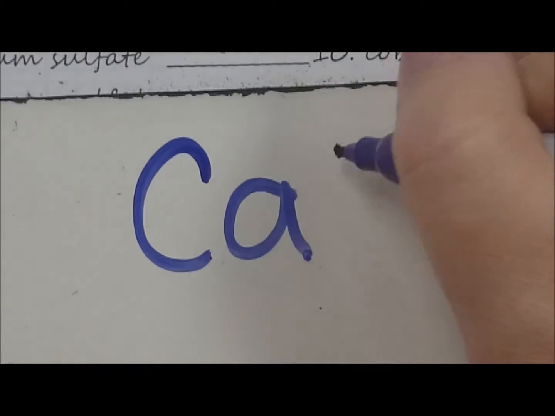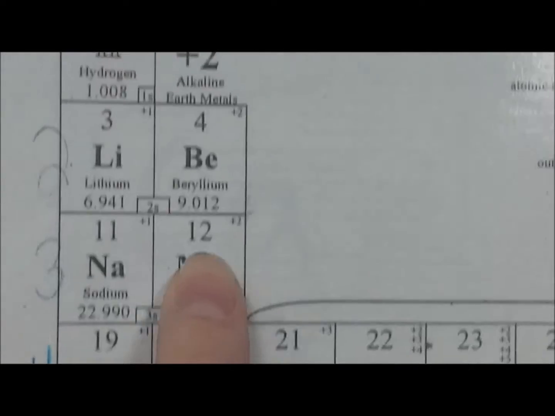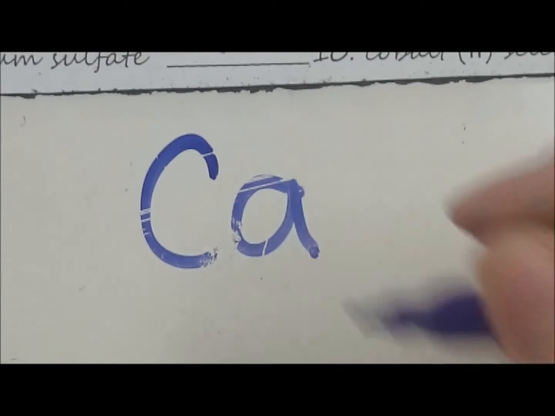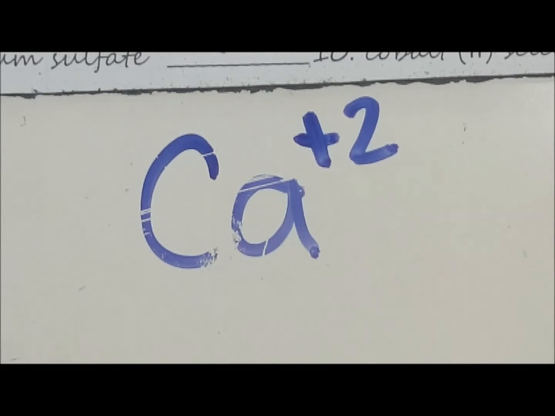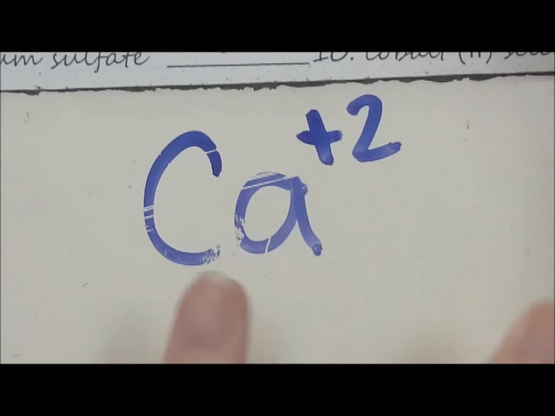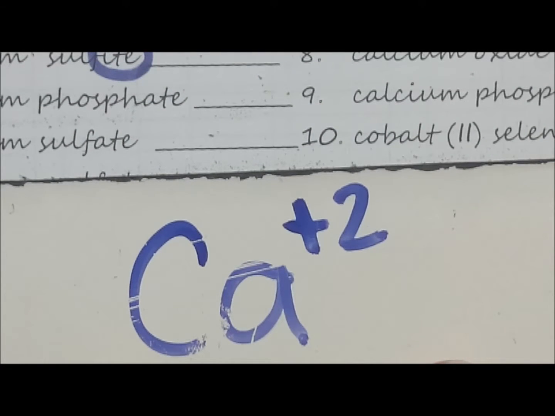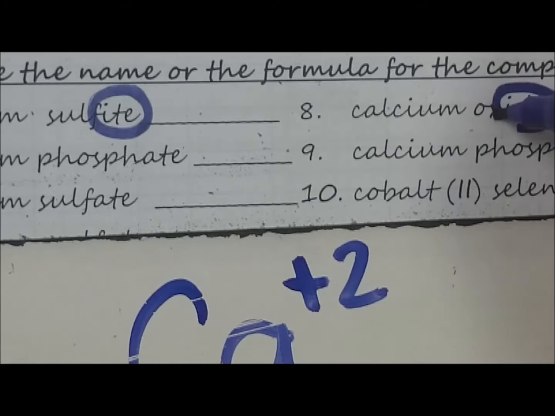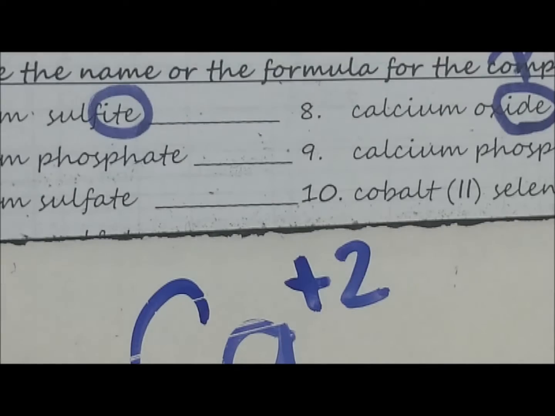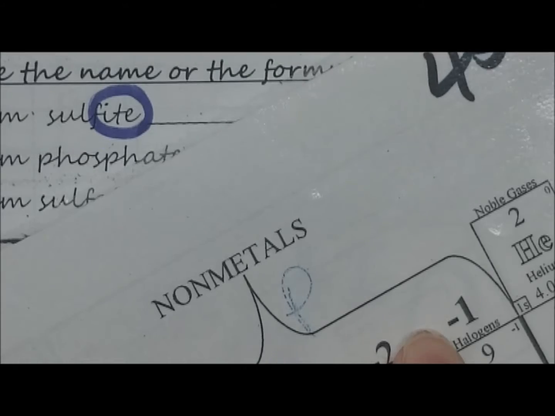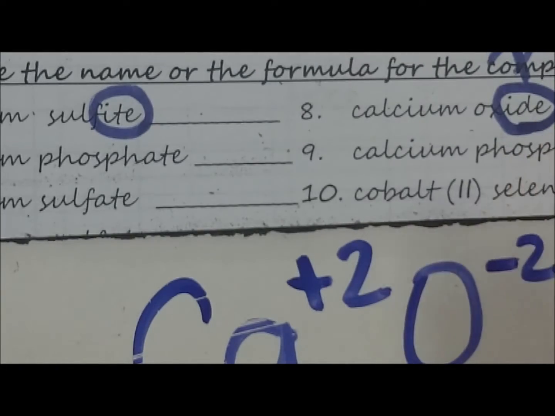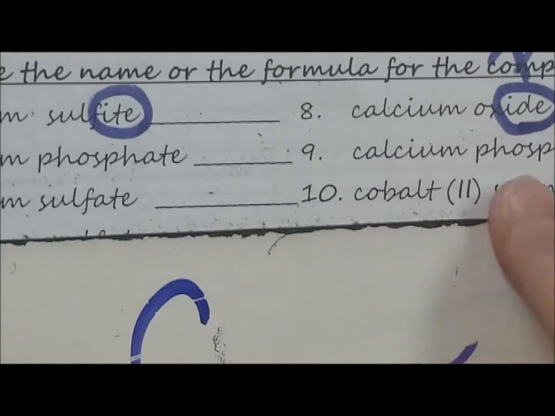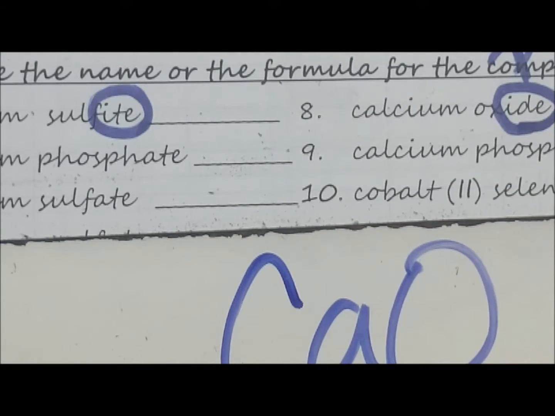So calcium. Calcium is +2. Now, you have calcium oxide. Oxide is from the periodic table. So, this IDE on the end means it's from the periodic table. It is oxygen. Just look up oxygen's charge, and that is -2. The charges are the same, so they're going to cancel. So it's going to be CaO.